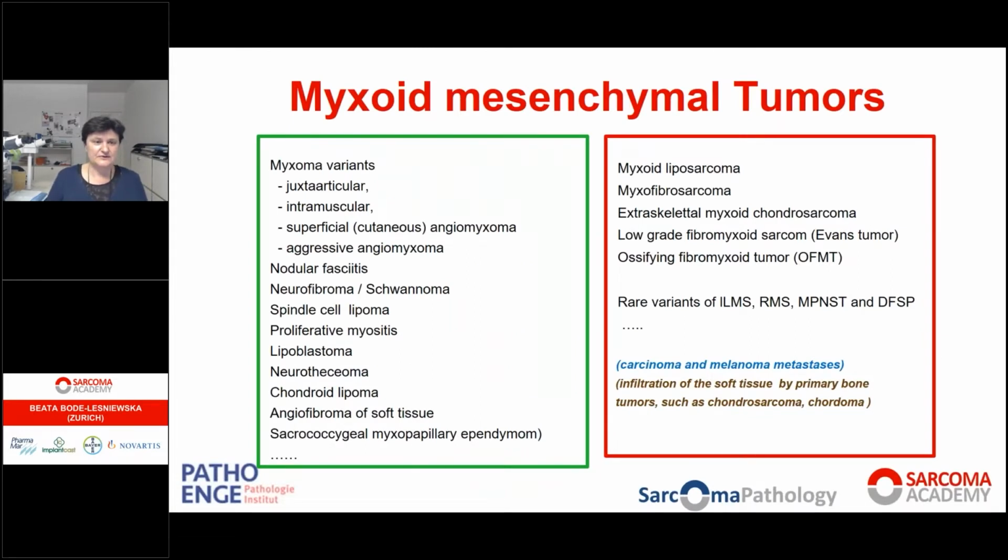Why is that? If you consider the differential diagnosis of myxoid mesenchymal tumor, you have a large list of both benign and malignant entities which come into question, of course, in this location, while nodular fasciitis will be less plausible, or the dermatofibrosarcoma protuberans, but there are still enough entities left to make a differential diagnosis not that easy.